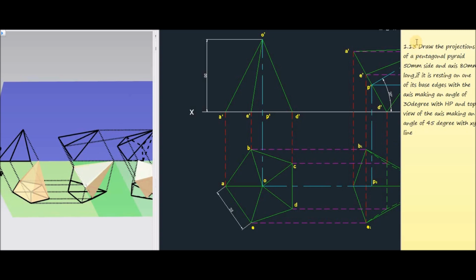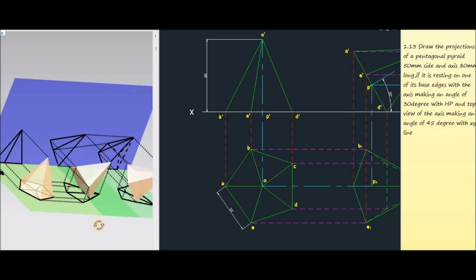The problem is: draw the projections of a pentagonal pyramid, 50 mm side and axis 80 mm long, if it is resting on one of its base edges with the axis making an angle of 30 degrees with the HP and the top view of the axis making an angle of 45 degrees with the XY line.